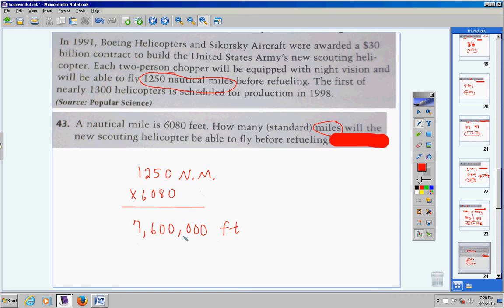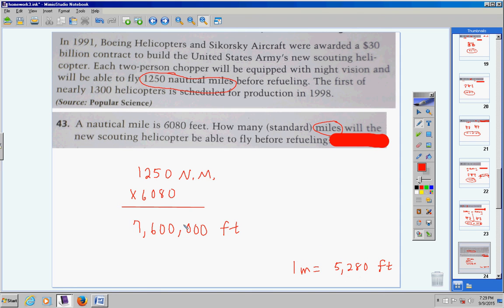Now, let's convert that over to miles. How do I do that? Well, I'm glad you asked. 1 mile equals 5,280 feet. Okay, so all I have to do is I realize every time I have 5,280 feet, I have 1 mile.